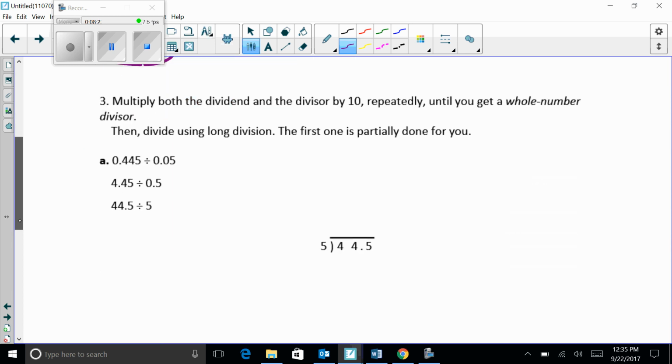So let's scoot it down. Number 3, it says multiply, same steps. We're going to multiply both by 10 until we get a whole number, and then we're going to use long division. It tells us the first one's partially done.